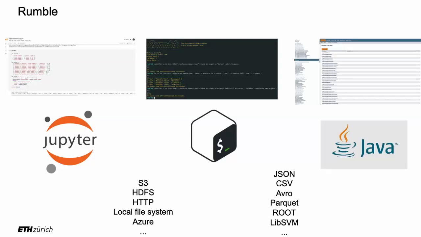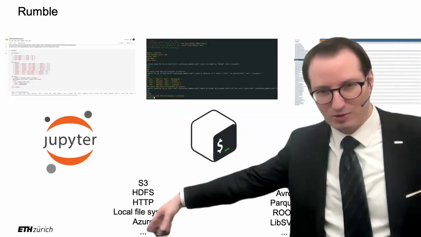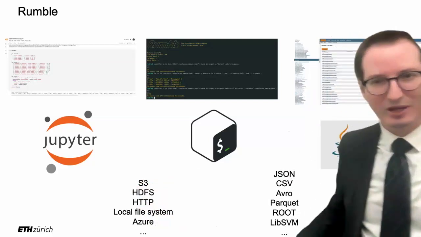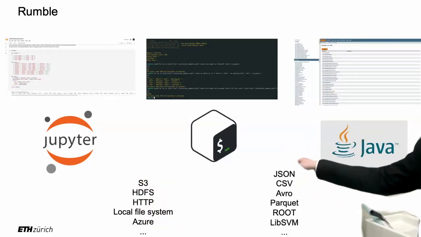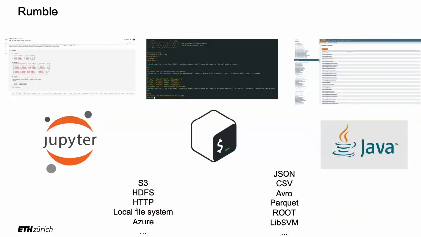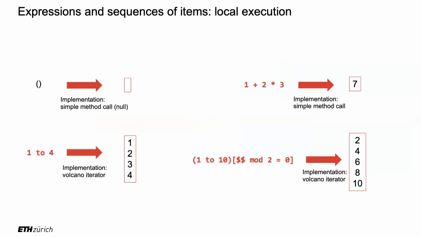So RumbleDB allows you to query data on S3, on HDFS, on HTTP, on the local file system, on Azure, and so on, of plenty of formats: JSON, CSV, Avro, Parquet, ROOT, and so on.